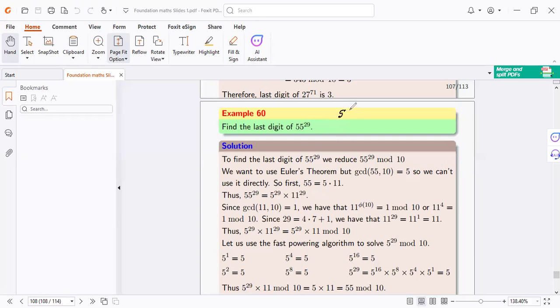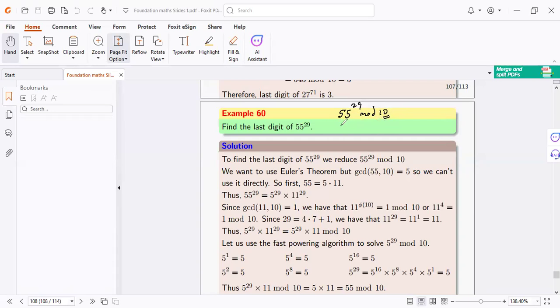I've been given 55 raised to 29. I want to reduce it mod 10. And I wanted to do this using the Euler theorem. But as I said, there are several methods you can use. You cannot do it using Fermat because this number is not prime. If it were prime, Fermat would still work. But since it's not prime, the other method that can work is the fast powering algorithm. But I want to use Euler phi.